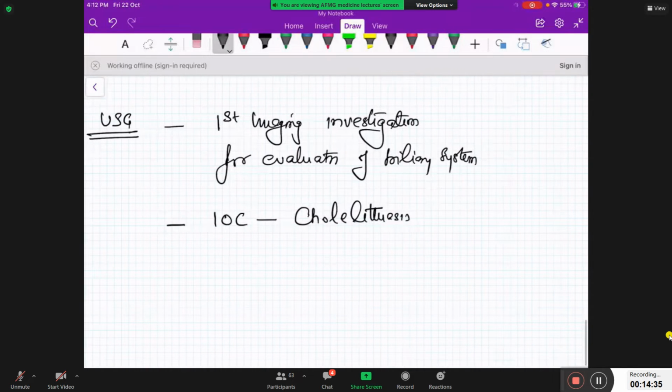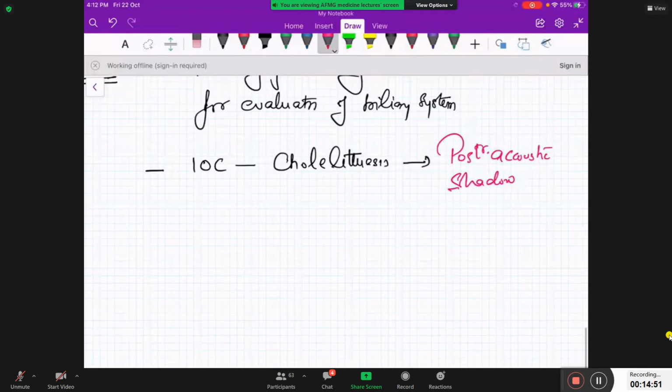And gallstone on ultrasound, you should know, a potential question again, gives a shadow which is called posterior acoustic shadow.